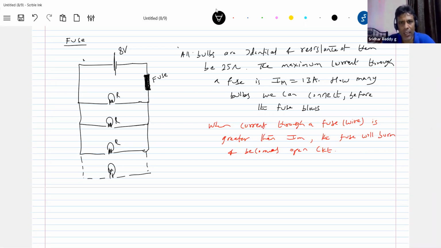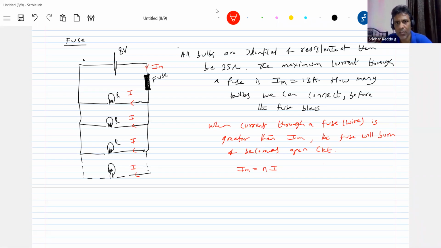So let's do one thing. We'll calculate current, nothing big. So current through them will be same, no? Current through each bulb should be same. So the total current through the fuse, let me write IM. So what is IM? IM should be equal to NI. What is I? It's connected in parallel across a cell.